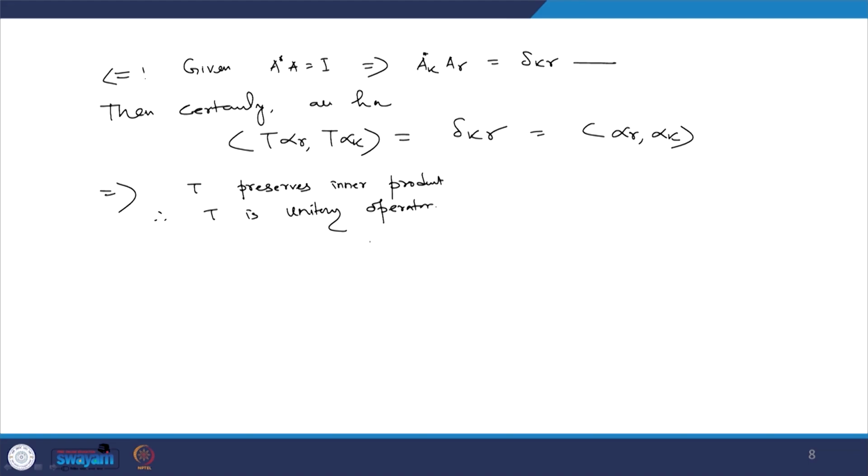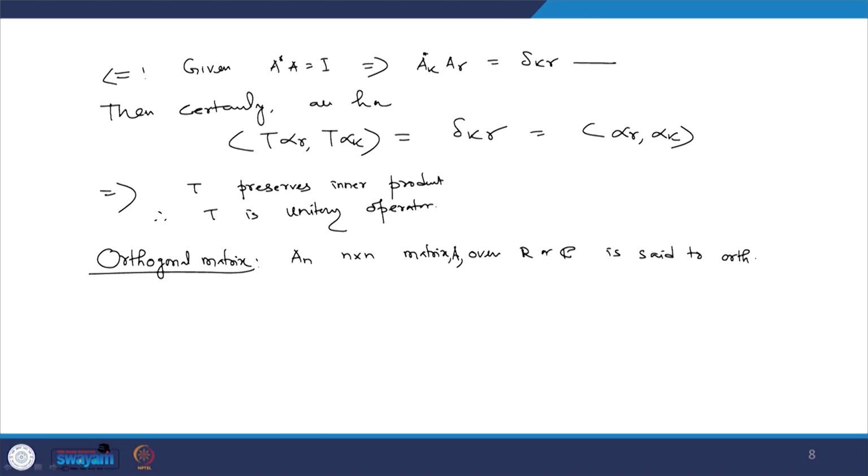Okay. Now, based on this, let me define another nice matrix that is called orthogonal matrix. An n cross n matrix over real or complex is said to be orthogonal matrix provided A transpose A equal to identity matrix. A transpose A equal to this one.